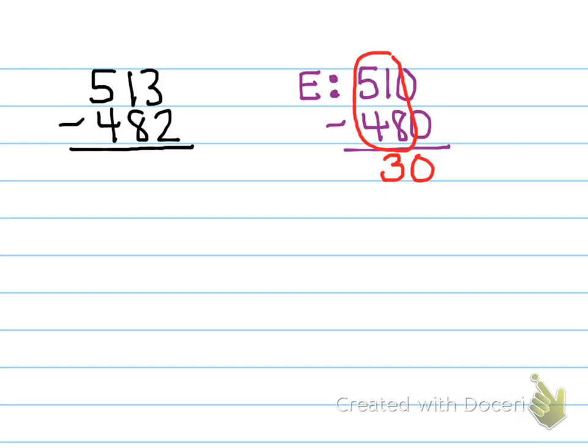Now I'm going to do the actual problem. And I'm going to show you that I'm actually doing the same thing that I did in the estimate. So we know that is a difference of 3. And then if I look at the ones column, I've got 3 minus 2.